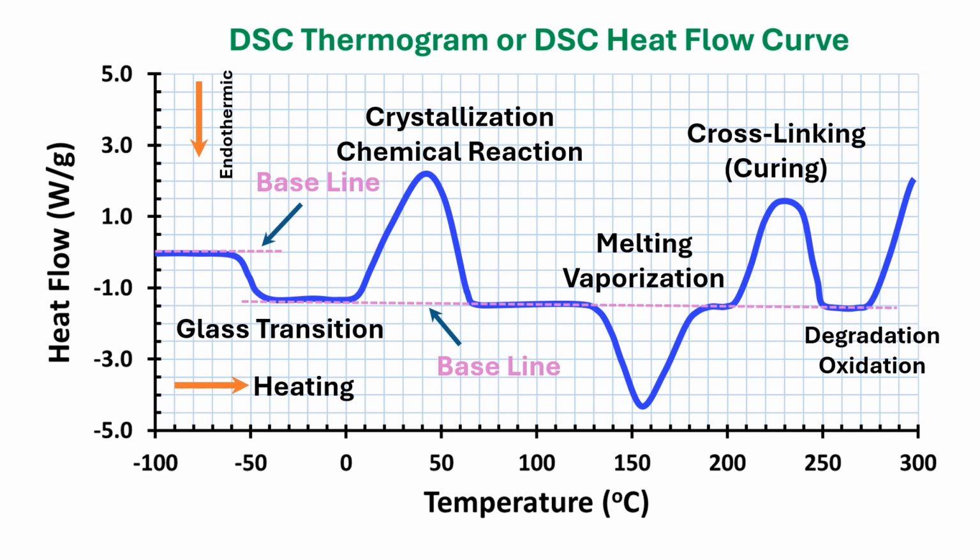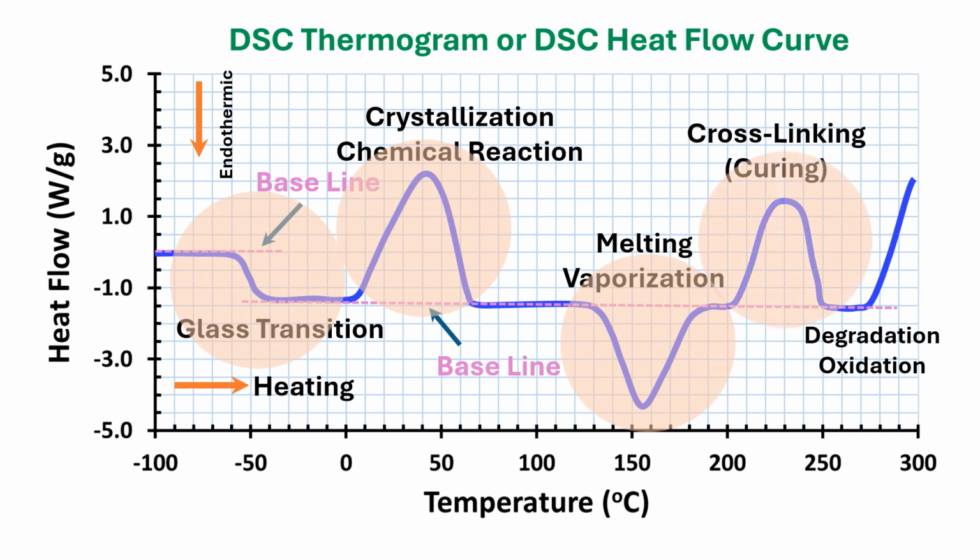First, shift in the baseline. Second, exothermic peak. Third, endothermic peak. Fourth, exothermic peak after melting. Fifth, change in slope. In the following slides, I am going to explain each of the characteristics of the heat flow curve.